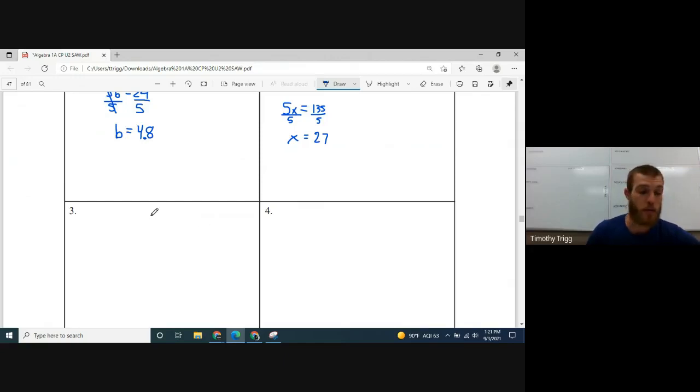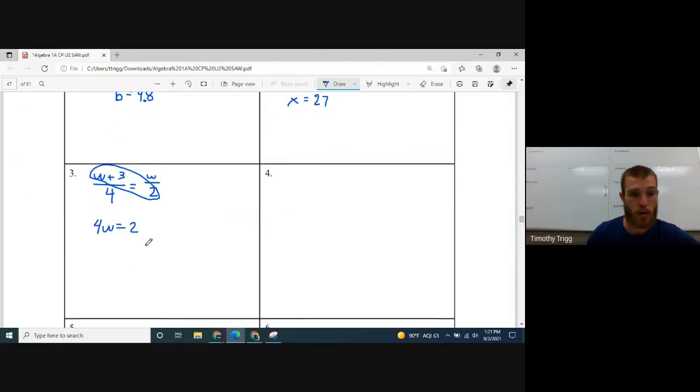Okay, number 3 is where it gets a little more complicated, but it's not too bad. Let's go ahead and do it. It's w plus 3 over 4 equals w over 2. So let's cross multiply. 4 times w is 4w. And then you have to do 2 times w plus 3.